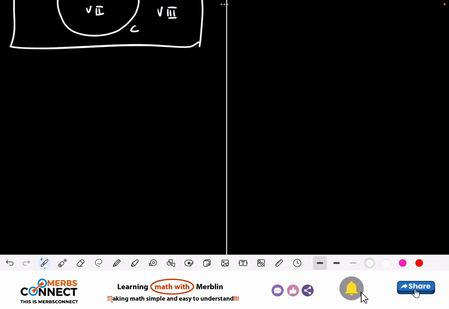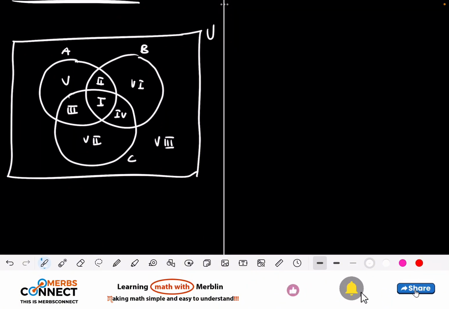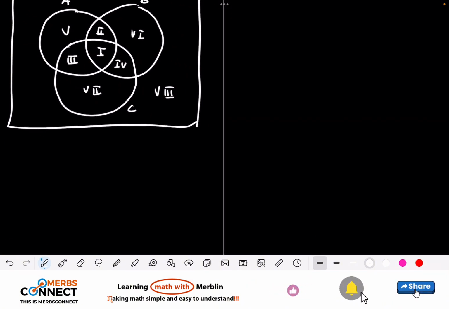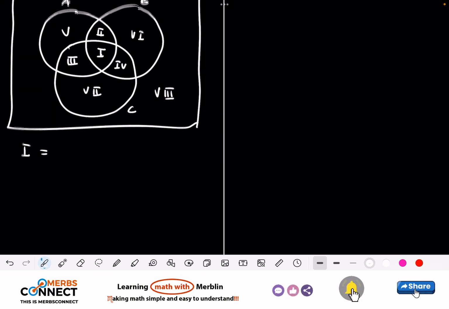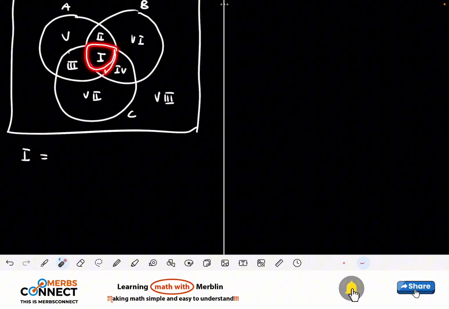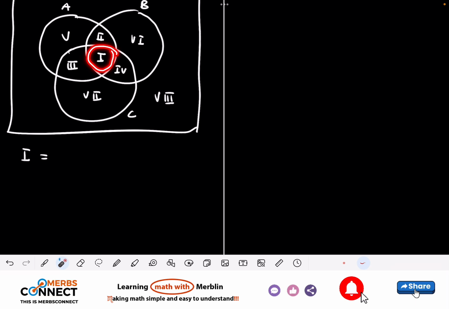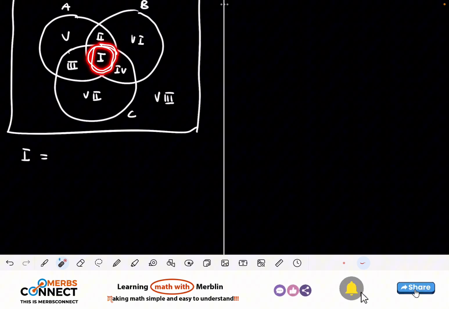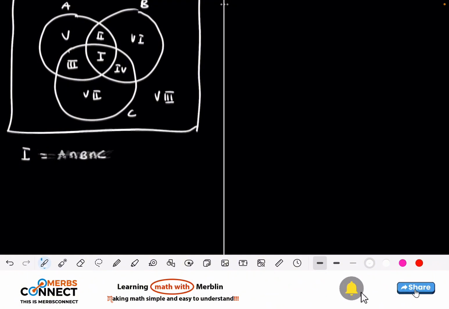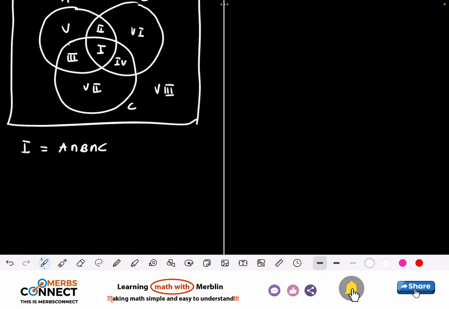Let's try and figure out, we are trying to name them one by one. So let's start with region I. What is I equal to? So we can see that I intersects all the sets. I is in C, I is in A, I is in B. So I is equal to A intersect B intersect C. Is that right?